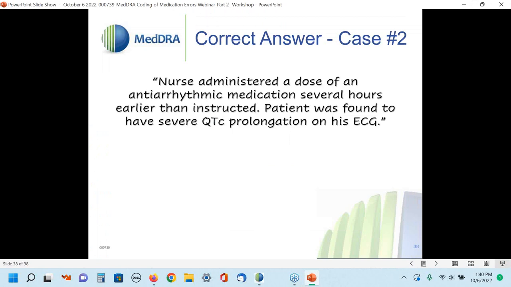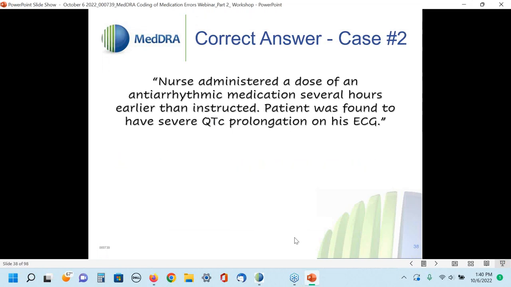So when I read this, the first thing I see is that a dose of drug was given earlier than it was supposed to. But what is noticeably absent in this verbatim is, was it intentional or not? We don't know why this happened. We don't know whether the nurse was doing it intentionally because it's convenient for me, or because of an error in interpretation of the order or whatever. But the second important thing is it had a clinical consequence for the patient.